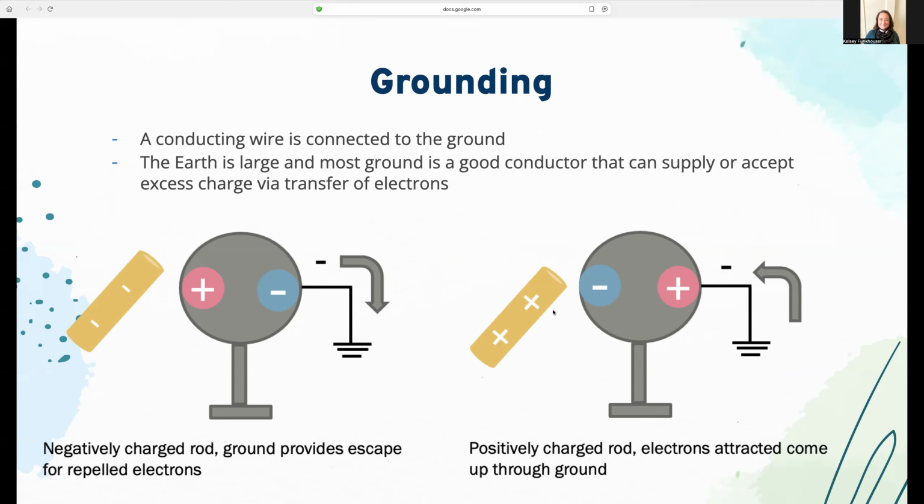If we instead have a positively charged rod, the positive charges aren't going to leave, they're not going to escape because it's just the electrons that move, but more electrons are going to come from the ground. So this is going to give us a more negatively charged sphere.